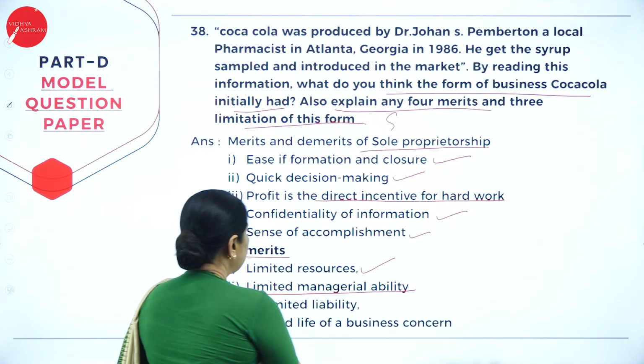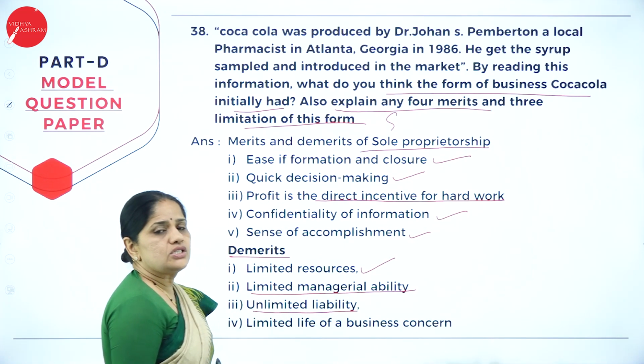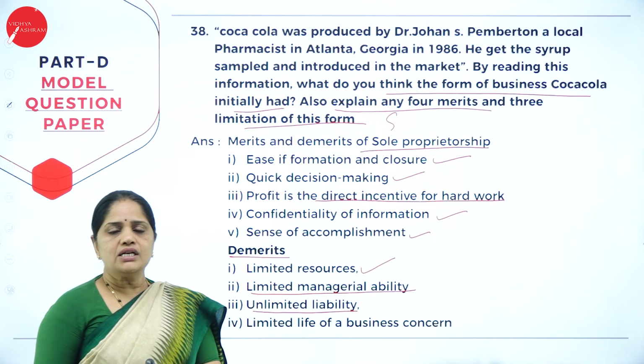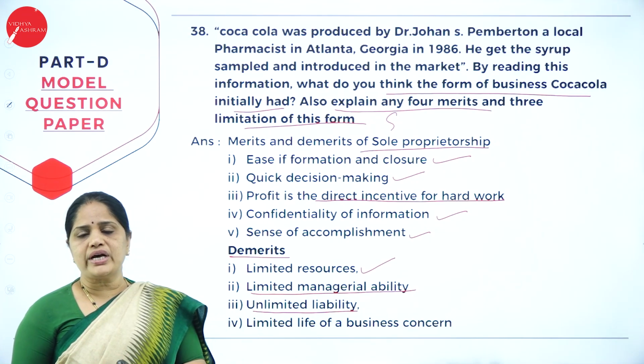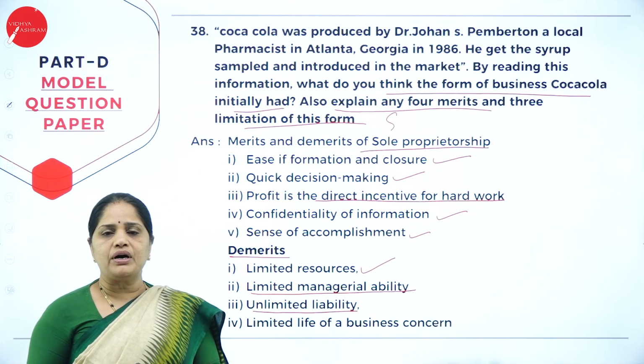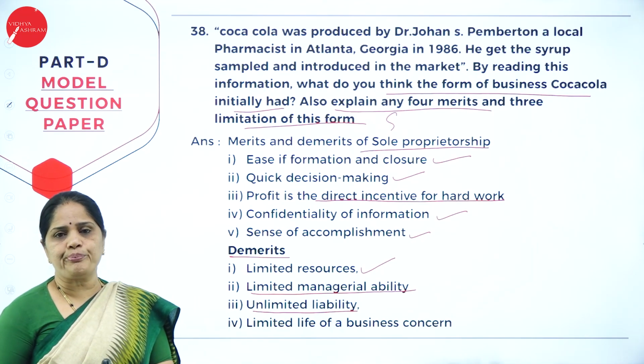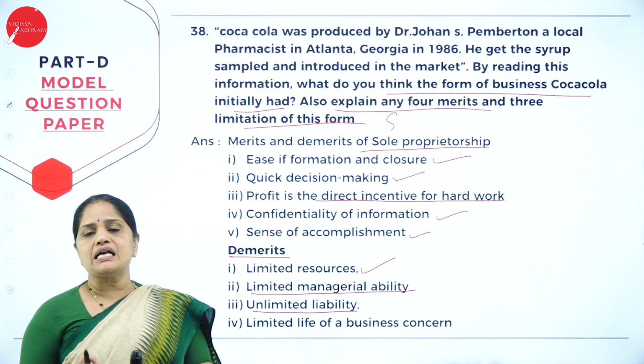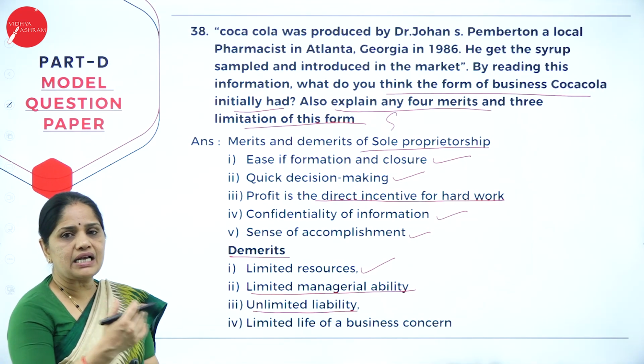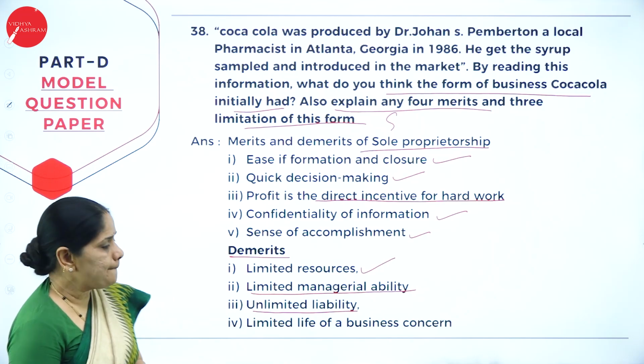Third one is unlimited liability. So what is unlimited liability? So if the business runs into a loss and if there are a lot of loans which the business has to pay, then the private assets of the owner will be attached to recover the due from the business.